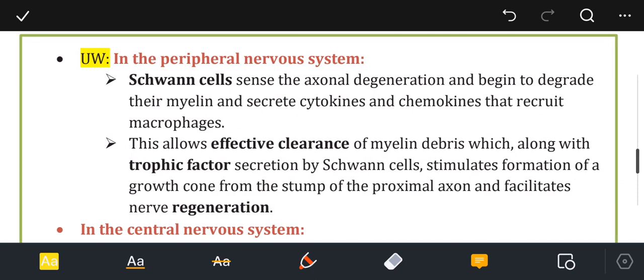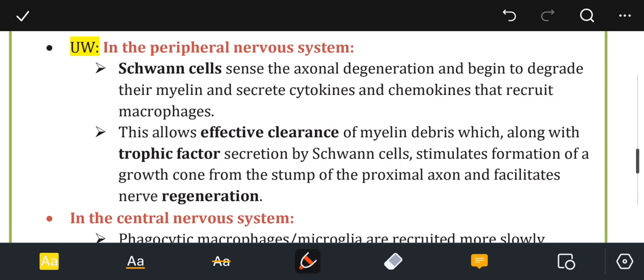Moving forward, there is the UWorld point in the peripheral nervous system. We have Schwann cells. So there they have tried to depict why the regeneration process occurs in the peripheral nervous system and does not occur in the central nervous system. In the peripheral nervous system, the Schwann cells sense the axonal degeneration and begin to degrade their myelin and secrete cytokines and chemokines that recruit the macrophages. This allows the effective clearance of the myelin debris, which along with the trophic factors secreted by the Schwann cells stimulate the formation of a growth cone from the stump of the proximal axon and facilitates the nerve regeneration.